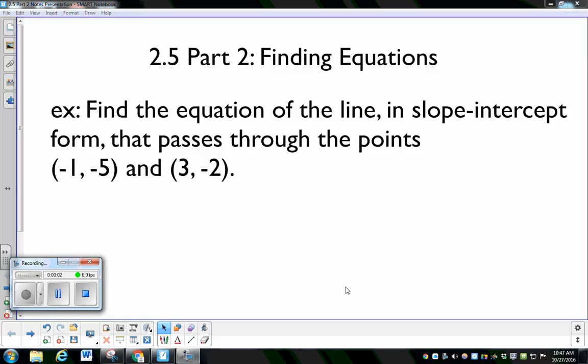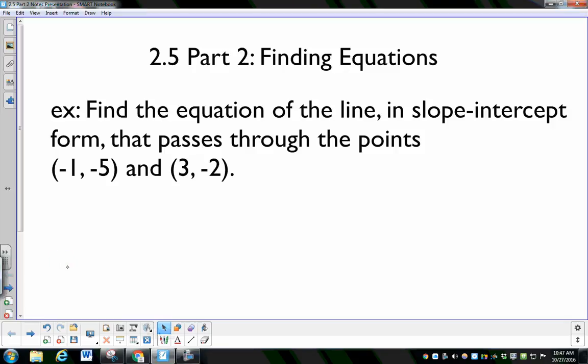These are the notes for section 2.5 part 2, and I'm actually going to be splitting section 2.5 into 3 parts, so these will be hopefully a little shorter than usual, and there'll be one more set of notes for section 2.5. So we're going to continue what we were doing in 2.5 part 1, where we are finding equations of lines. Every time you find the equation of a line, you're going to be given some different information.